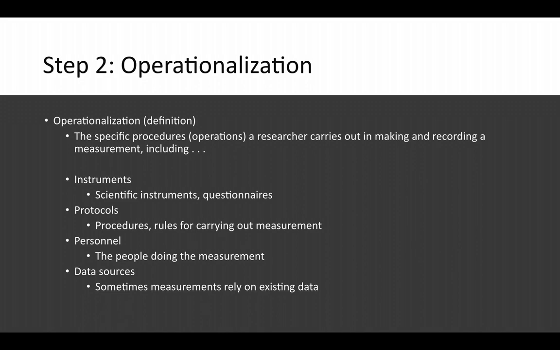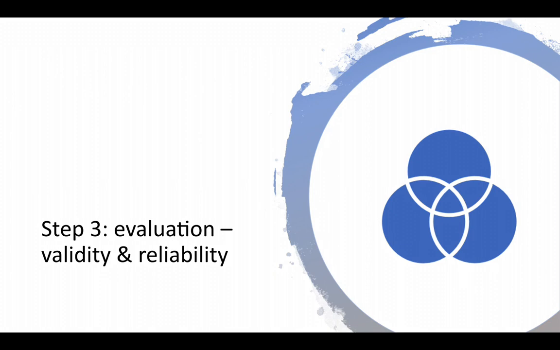All right, so the second step, operationalization, right? How can we operationalize it? You can have instruments, you have protocols. Of course, you need people to do the measurement, right? And of course, you need data sources. Right? So sometimes, especially when you are conducting secondary data analysis, the measurements really rely on the existing data instead of you designing it, right? Instead of you collecting primary data. So the final step will be evaluation, focusing on validity and reliability.